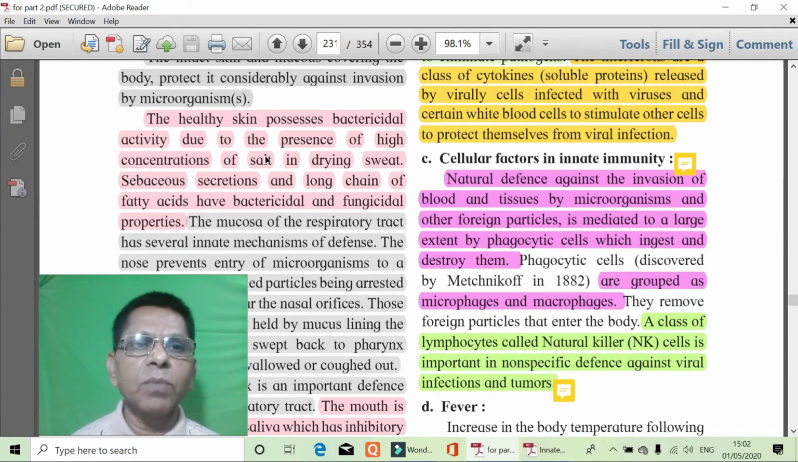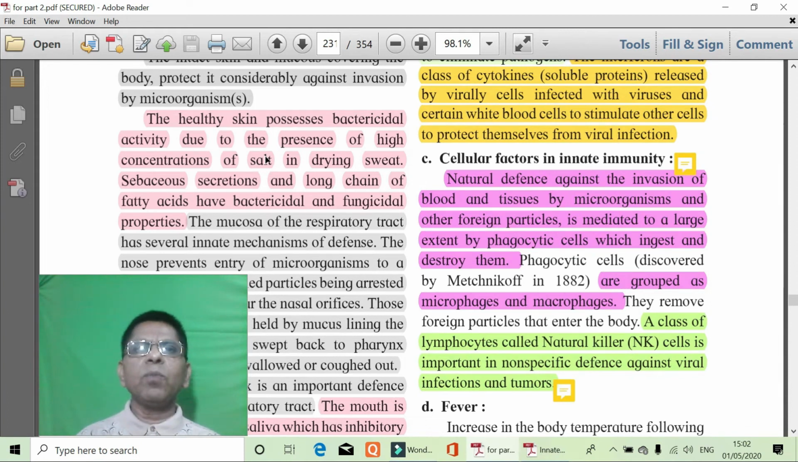Then the sebum is the product of the sebaceous glands, and the sweat is the product of the sweat glands. Both of them mix with each other to form a very thin film on the surface of the skin, and that thin film of sweat mixed with sebum has bactericidal and fungicidal properties. Bactericidal means to kill the bacteria, and fungicidal means to kill the fungi.